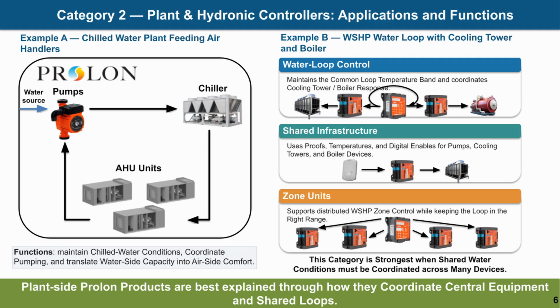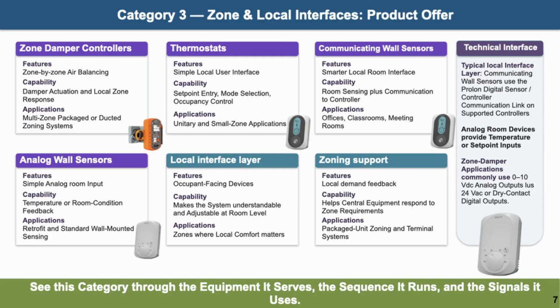The value of this category comes from coordination. Plant-side Prolon products are strongest when shared water conditions must be maintained across many devices, so the downstream equipment can operate correctly. The third category covers the products that sit closer to the occupied space or local zone.